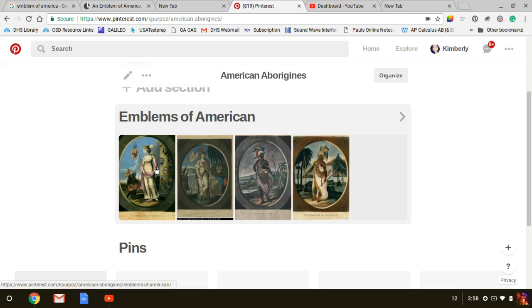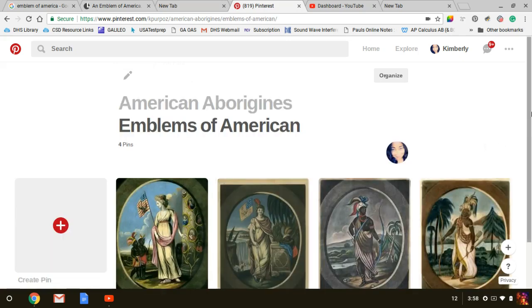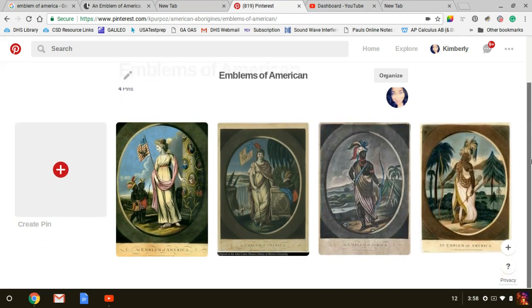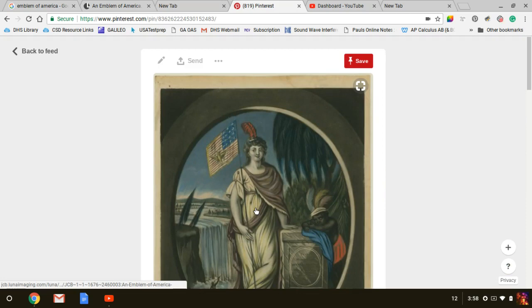My focus is on these two with the small children, because I've been doing a lot of research on the topic of the slave trade and what actually happened to the Indians during the 1500s during the initial contact. I'm going to click on this one right here. I'm going to enlarge these because I don't think you're going to be able to see them. Yeah, here we go. This is the one.